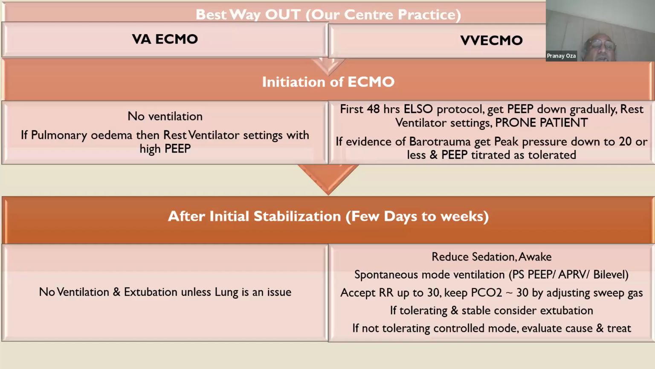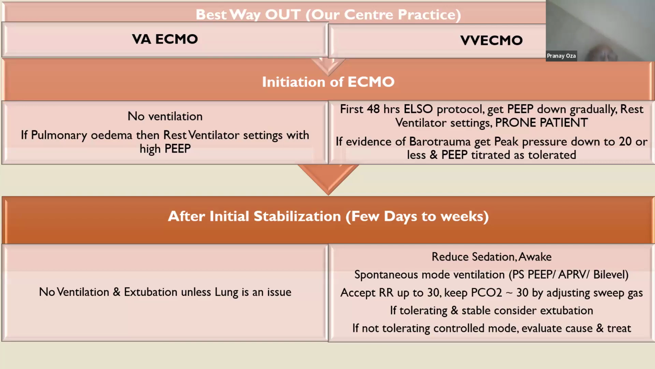In VA ECMO, if the patient is not on ventilation at the time of initiation, we don't put the patient on a ventilator. But if the patient has pulmonary edema and we put the patient on a ventilator, we try to keep the PEEP a little on the higher side so that the pulmonary edema settles. In VV ECMO, for the first 48 hours, we try to sedate the patients. We get the PEEP down gradually. If the patient is on a PEEP of 16 or 18, we don't make it 10 immediately. We take at least 48 hours to get it down to 10 to 12.